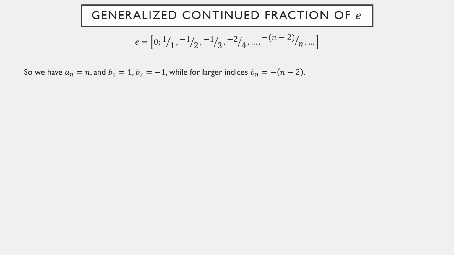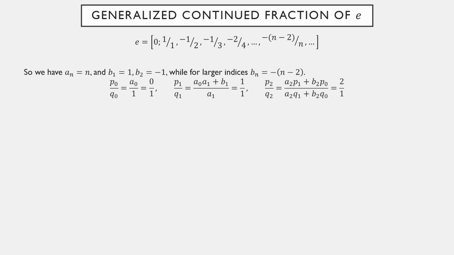So let's compute some p's over q's and see how they relate to the number e. The first thing we're going to get is 0 over 1. That's a pretty bad estimate for e. 1 over 1 is better, 2 over 1 is even better, and the next few terms we get after this are 5 over 2, 16 over 6, 65 over 24, and so forth. I've given you a couple more.